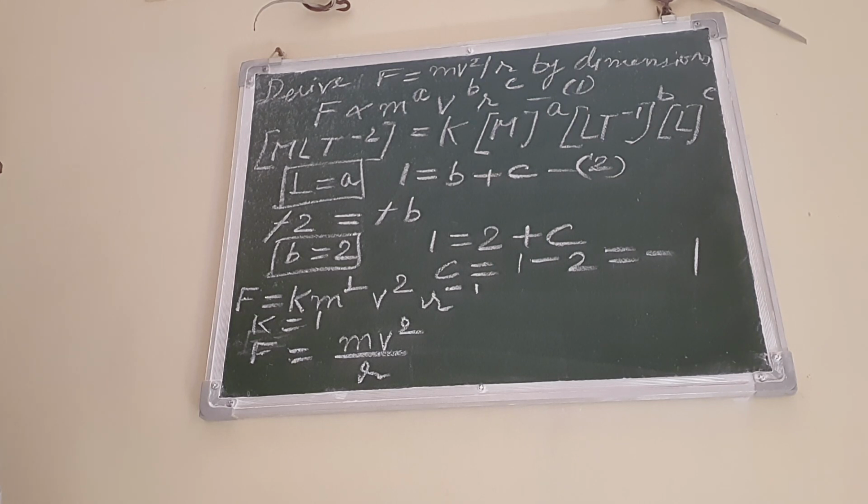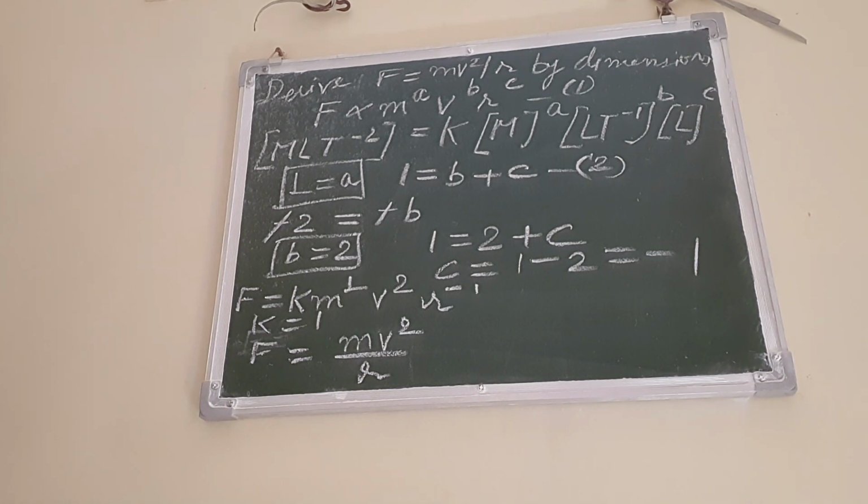For T, it will be minus 2 is equal to minus b. Minus minus gets cancelled, so b is equal to 2. Value of b becomes 2. Substituting the value of b in the second equation, 1 is equal to 2 plus c. So c is equal to 1 minus 2, so it becomes minus 1.